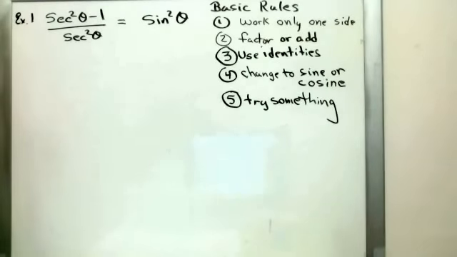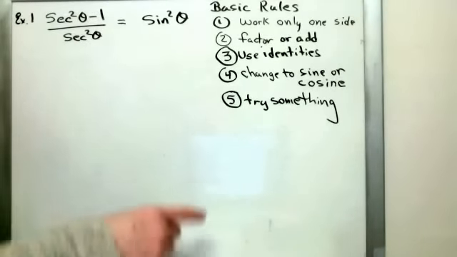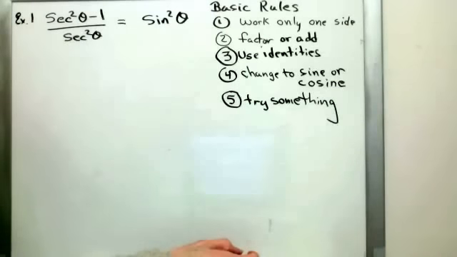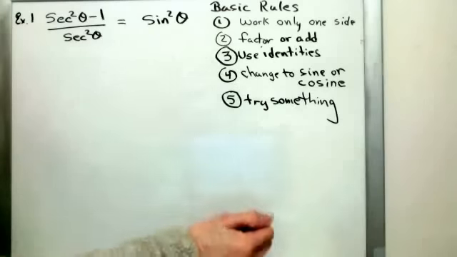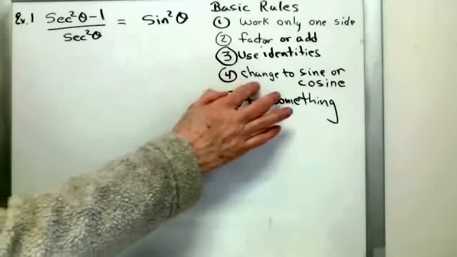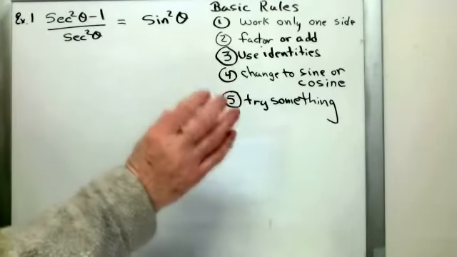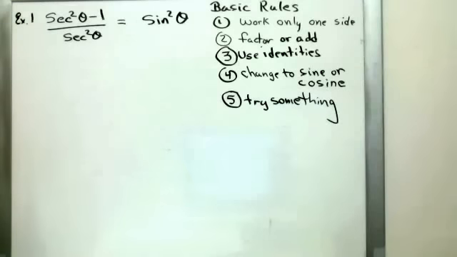Okay, trig identities again, and these examples are going to help you with section 5.2. There are some basic rules. Work only one side of the equation. Factor or add, use identities, change to sine or cosine, try something. Okay, so here we go with an example.